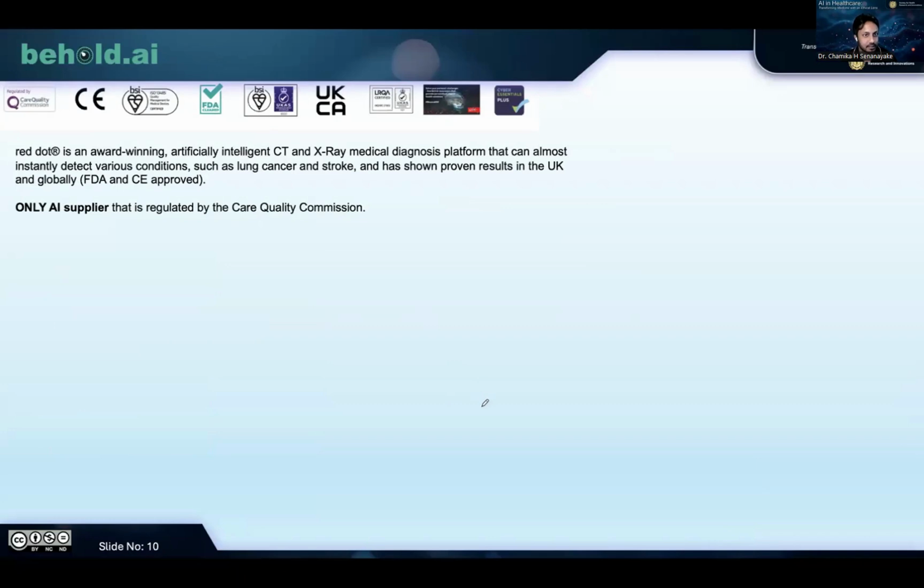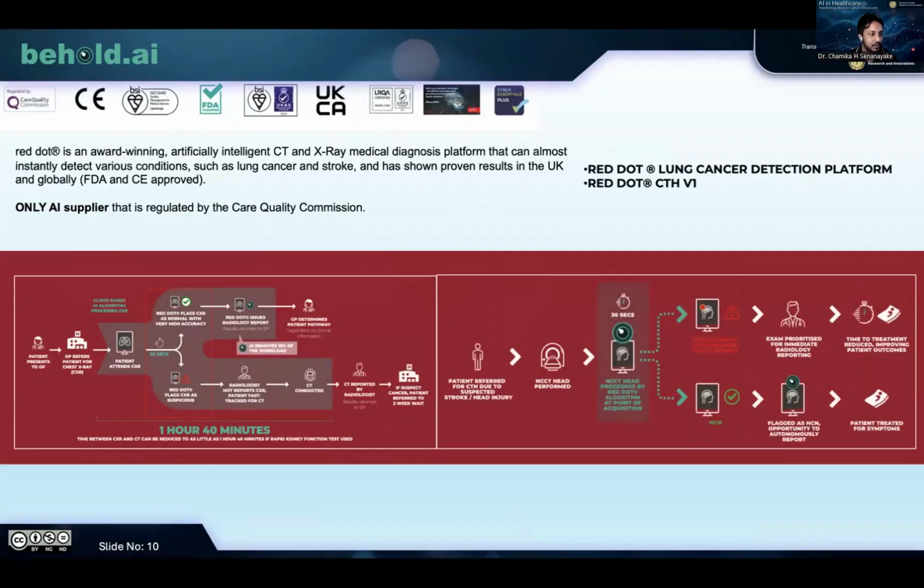And another implementation is Behold.ai. They support images and scans. It is FDA approved. It's a popular system in the UK. According to their system, I think you can detect lung cancer using the AI system, diagnose and everything within 1 hour and 40 minutes. And also they have developed a similar system to flag intracranial hemorrhages and acute infarcts using the HCN systems as well, Red Dot.